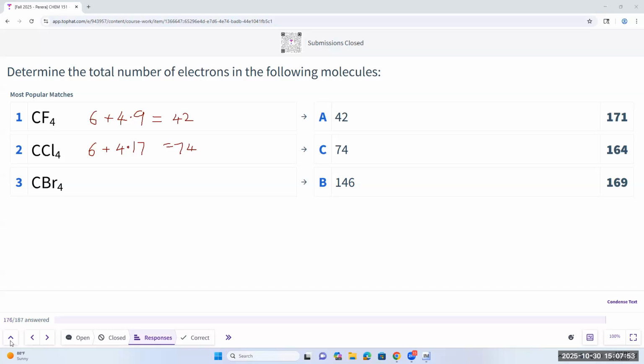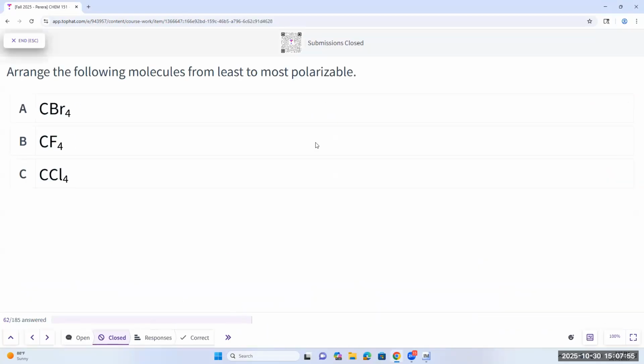All right, now the next question I already opened. I think some of you already answered it. So, polarizability. Can you answer that question too? Which one is most polarizable? Arrange them from least polarizable to most polarizable. Oh, this is great.